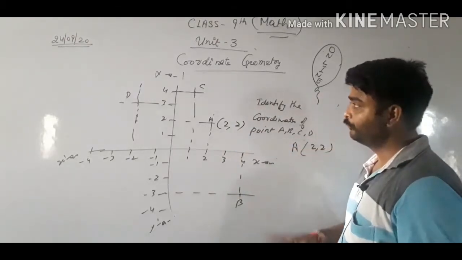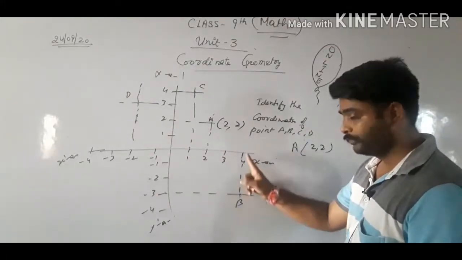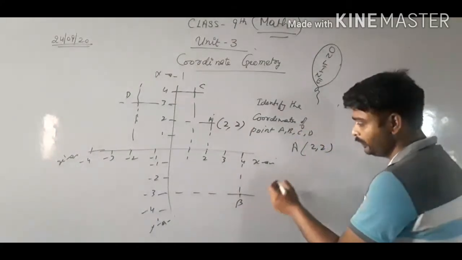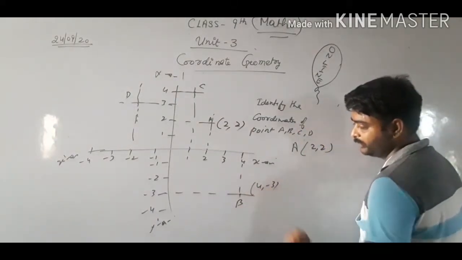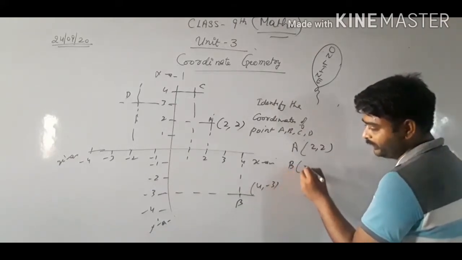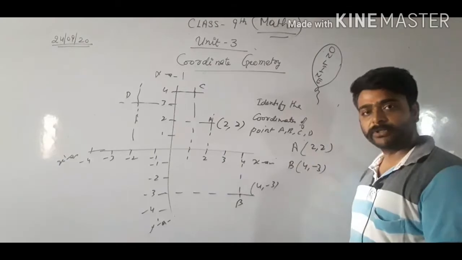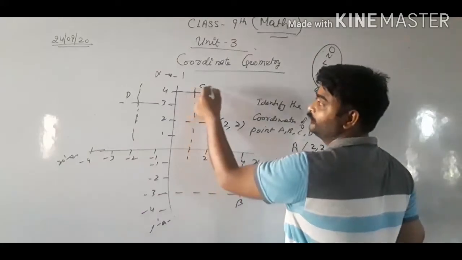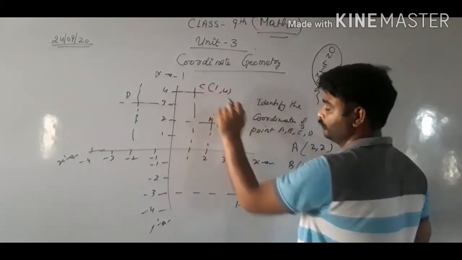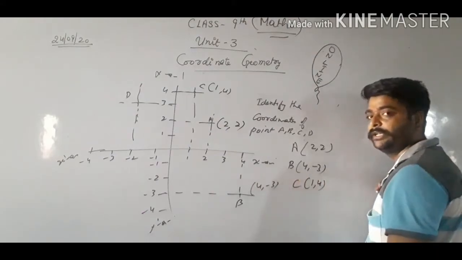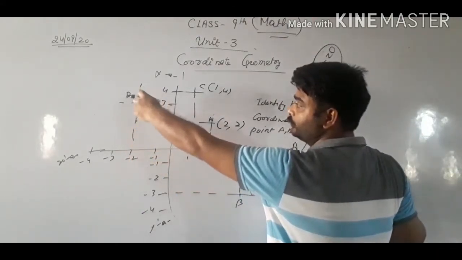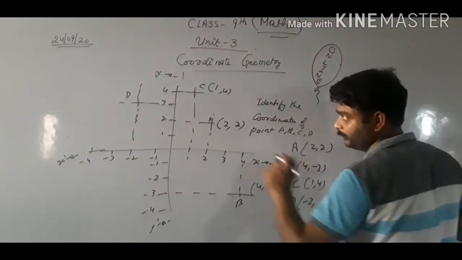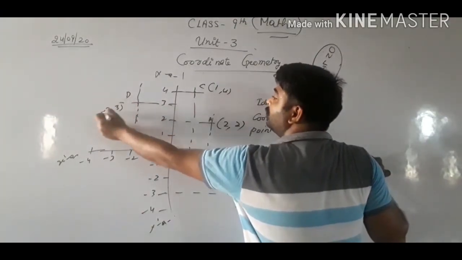Any doubt class? Now for B, what is x? X is 4. Look here, x is 4. Y is minus 3. So it is 4 comma minus 3. Any doubt class? Now C point, where is C? This is C. What is x? X is 1. What is y? Y is 4. So C is 1 comma 4. Any doubt? For D, x is minus 2 and y is 3. So minus 2 comma 3.